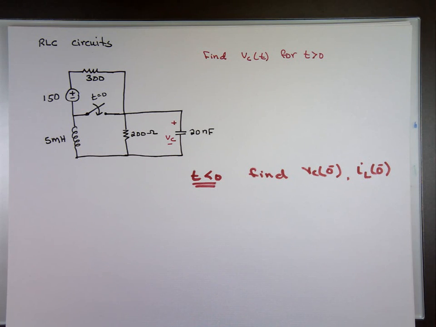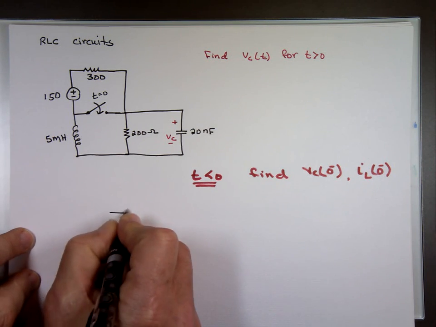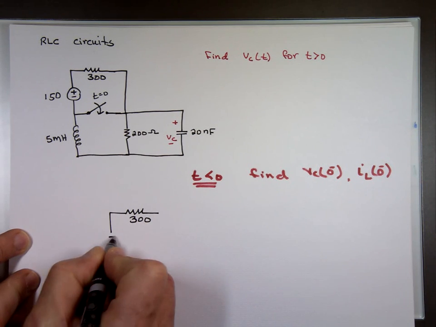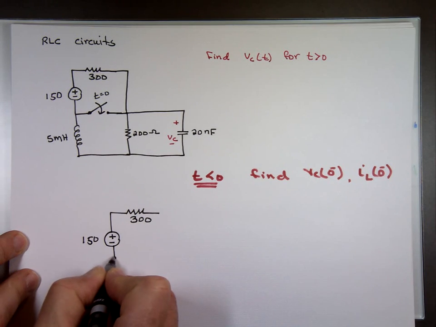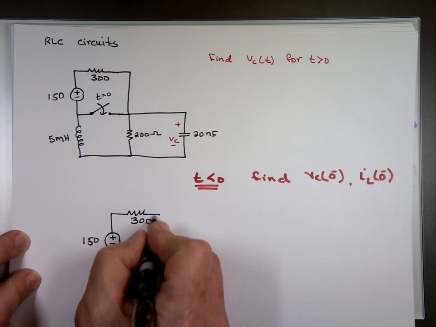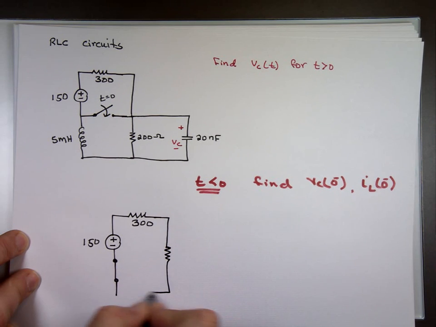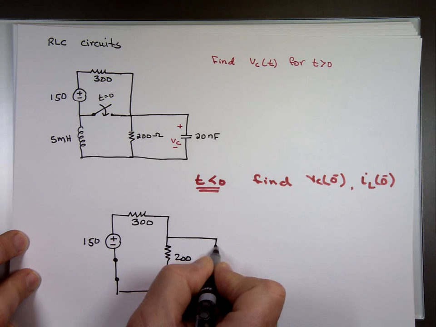So we're assuming this circuit has been in that position, the switch open, for a few minutes. A few minutes is considered a long time. That means my circuit will look like this. 300 ohm. Plus to minus 150. The inductor will behave as a short circuit to a DC source. The switch is open. This is the 200. And the capacitor behaves as an open circuit.